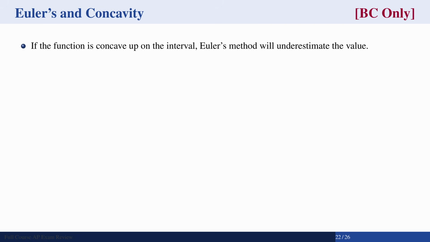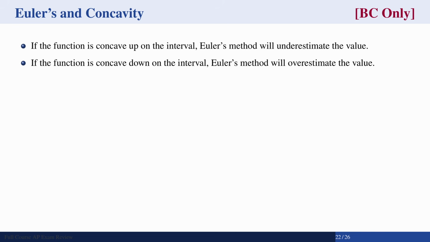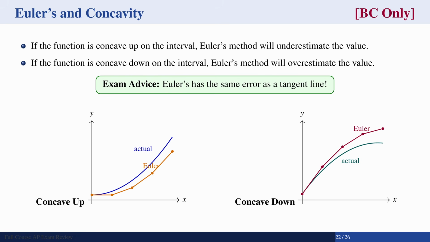So if your function is concave up on the entire interval, that means that you're going to get underestimates from Euler's method. If your function is concave down on the entire interval, you're going to get overestimates. It's been a long time since they asked that. I'm not even sure I remember them actually asking it, but it's a valid question. So be on the lookout for that. Don't get confused. Euler's method is just like lots and lots of little tangent segments.